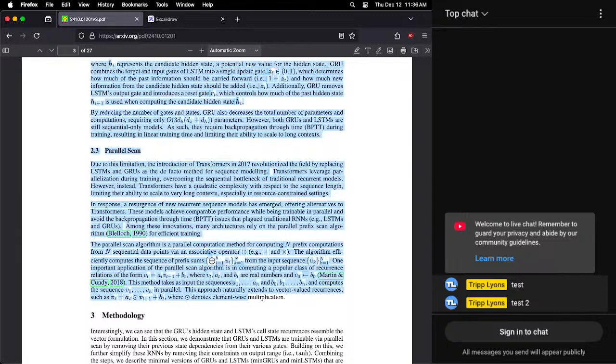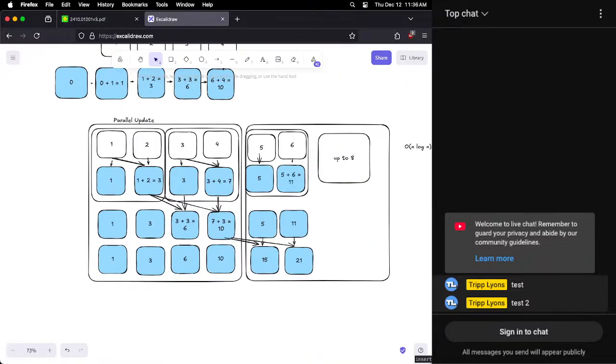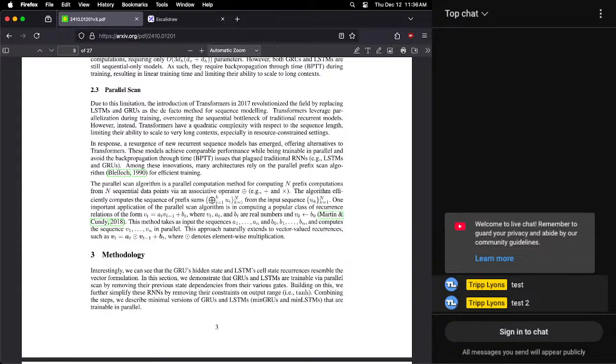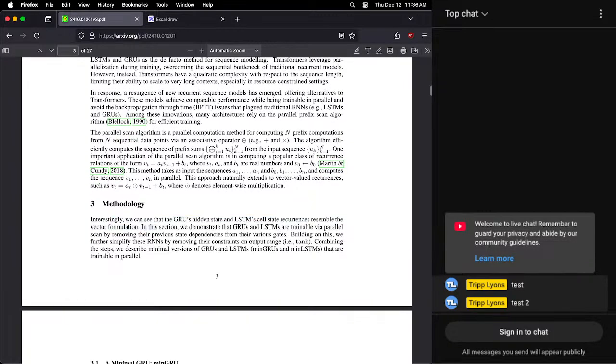And it talks about the same thing here, that you could do it in parallel with this product. This is just the same as what we've seen before, but replacing all of these with vectors, and then you could scale them up in some cases. Okay, methodology. We can see that the GRU's hidden state and LSTM's hidden state recurrences resembled the vector formulation. In this section, we demonstrate that they're trainable via parallel scan, removing their previous state dependencies from the various gates.